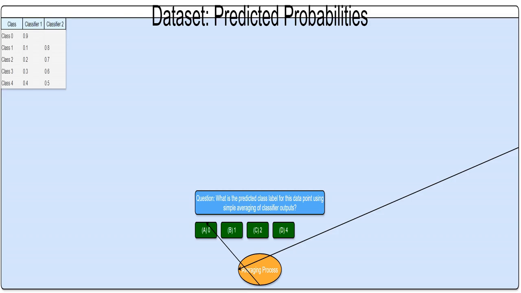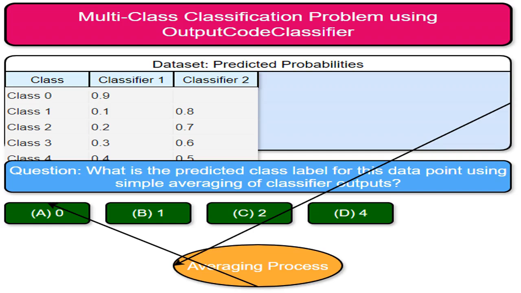This problem uses scikit-learn's output code classifier to handle a classification task with 5 distinct categories, numbered 0 to 4. The model employs multiple binary classifiers, working together to make predictions for each class. The core of this quiz is a set of predicted probabilities. For a single data point, the model generated probabilities for each of the 5 classes. Note that each class has 2 probabilities because 2 binary classifiers contributed to the prediction.